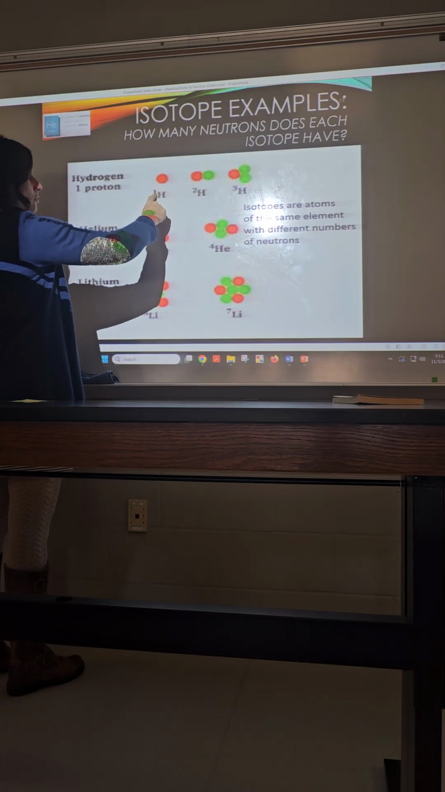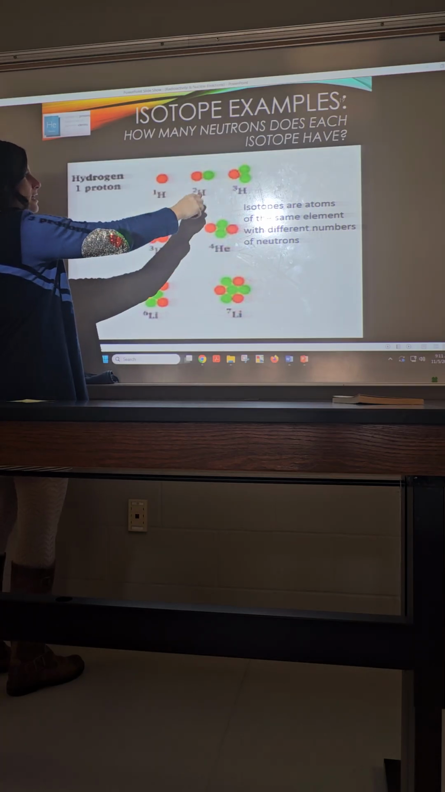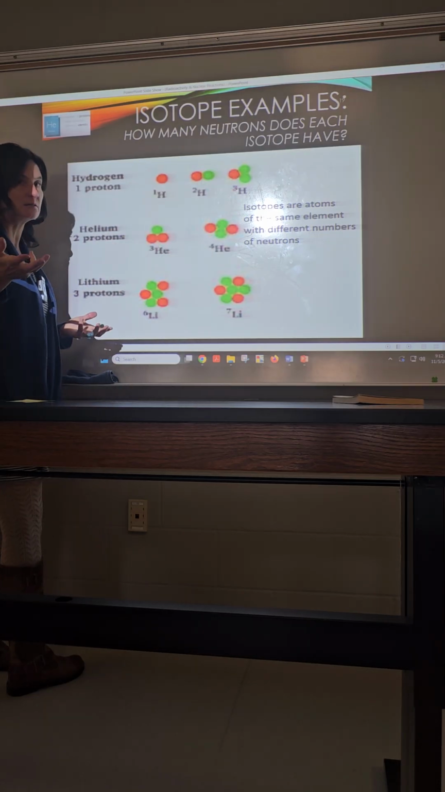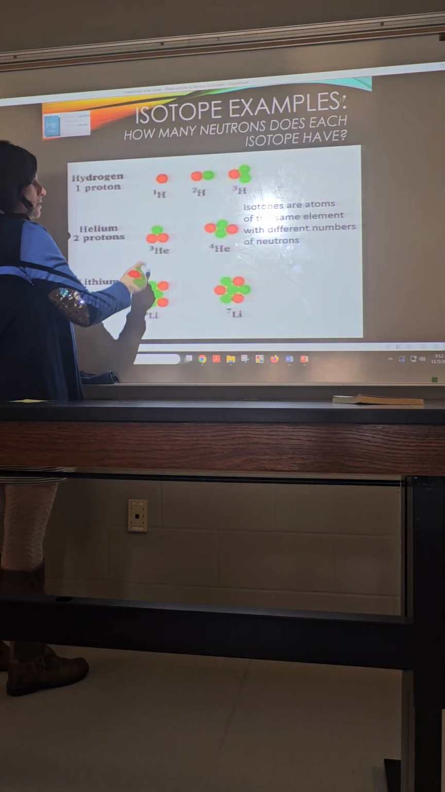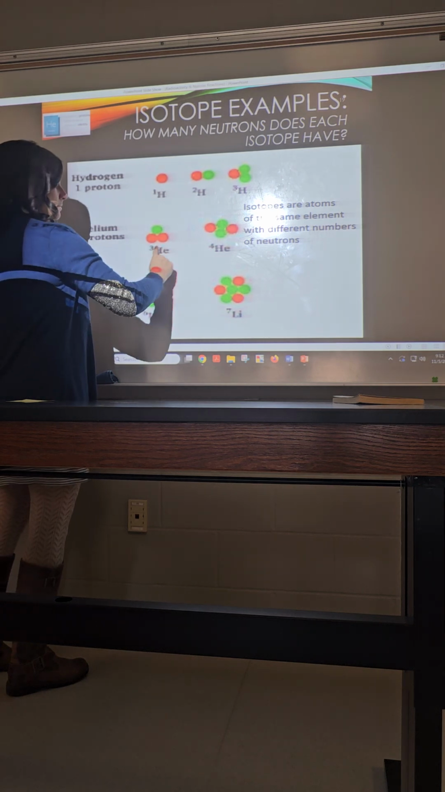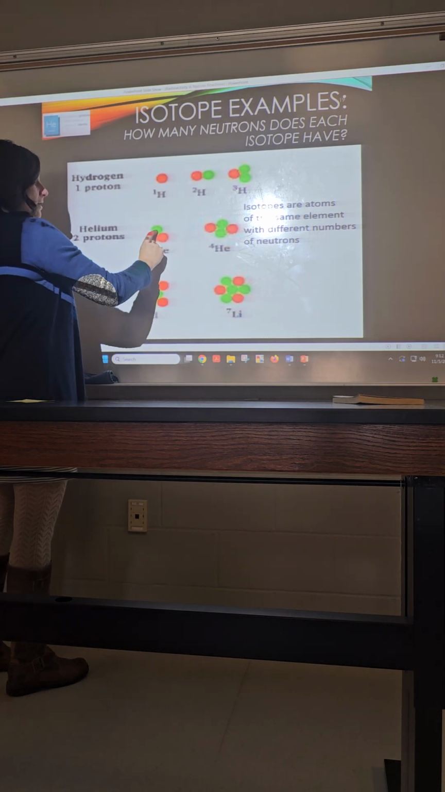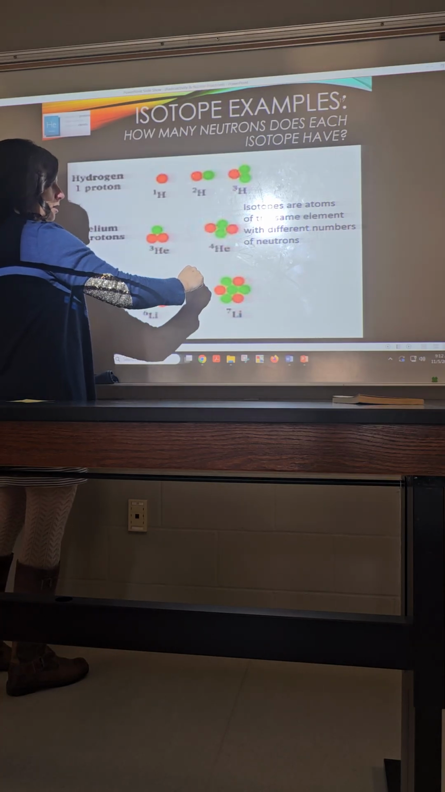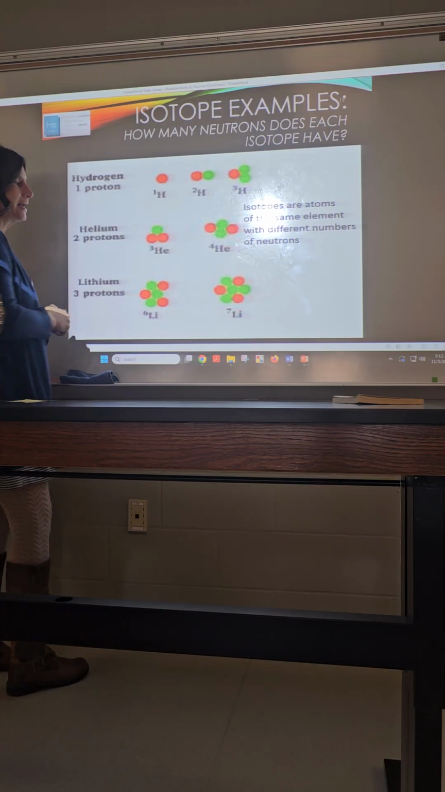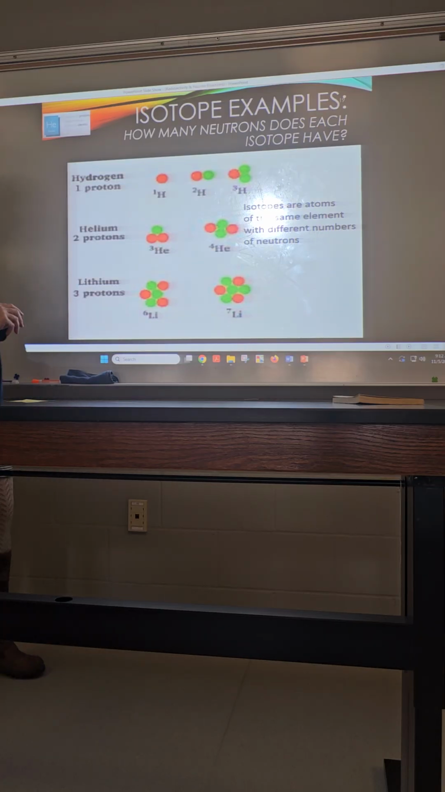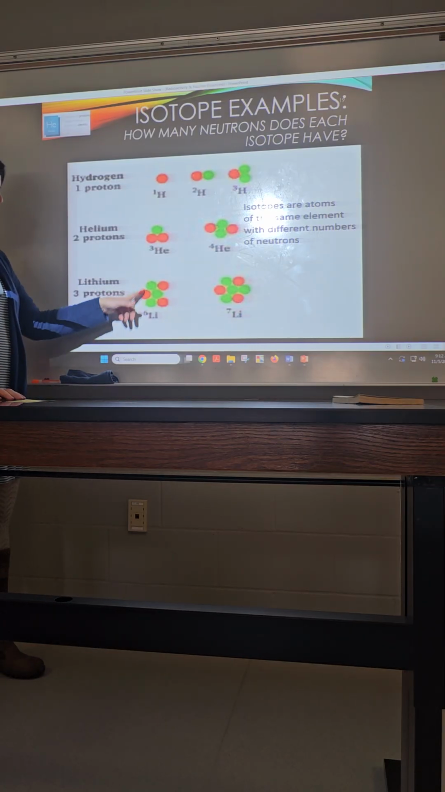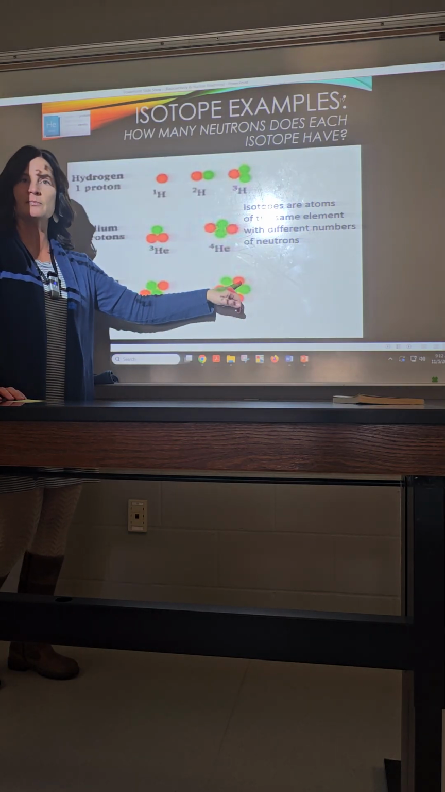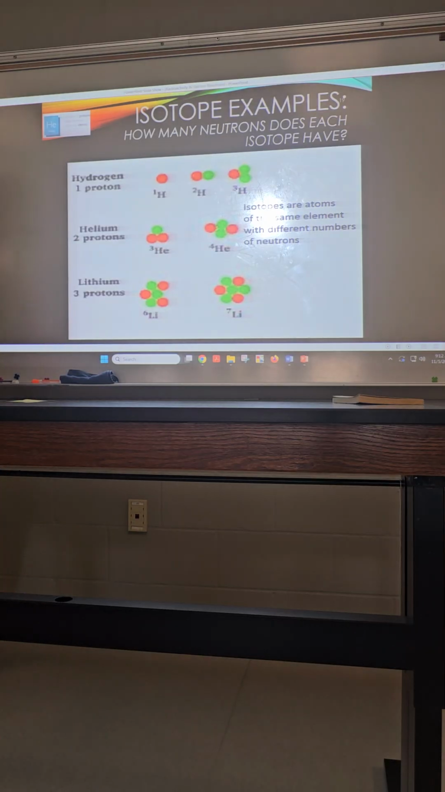But here the mass number is 1 because there's only one thing in the nucleus. Here the mass number is 2 because there are 2 things. Here it's 3 because there are 3 things. You add up the protons and neutrons. And the same thing here. These are both heliums because they have 2 protons, but here it's 1 neutron, so it has a mass number of 3. Here it has 2 neutrons with the 2 protons, so it adds up to a mass number of 4. Same thing here. You add these all up to get 6, you add all these up to get 7. It's still lithium because you see the 3 protons is constant. Okay.